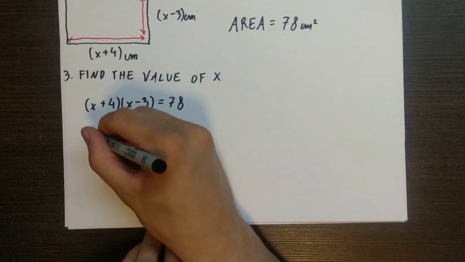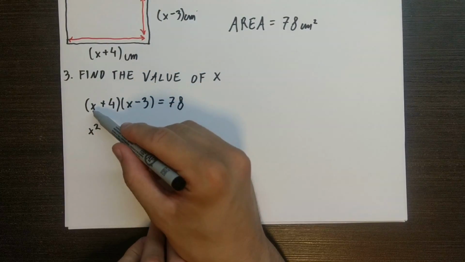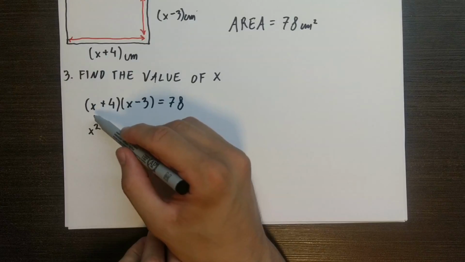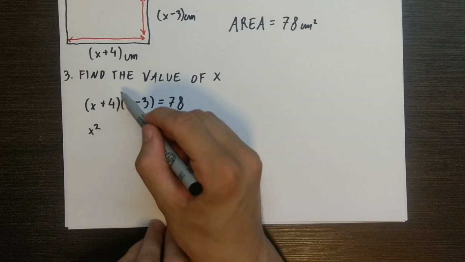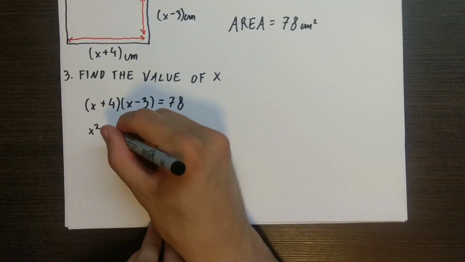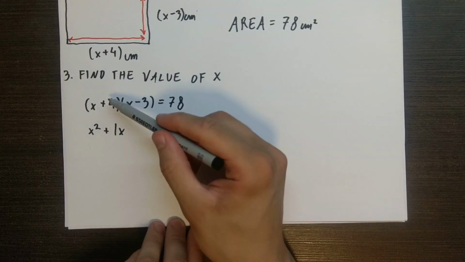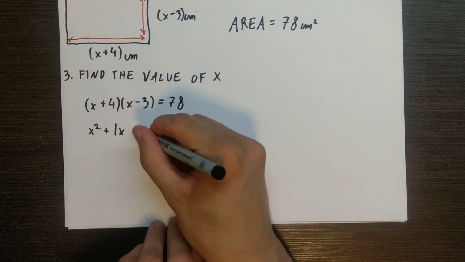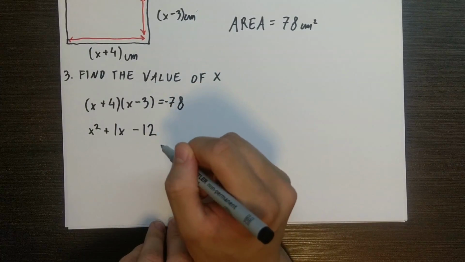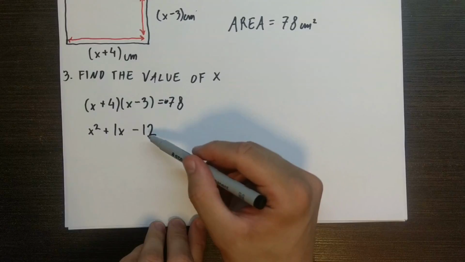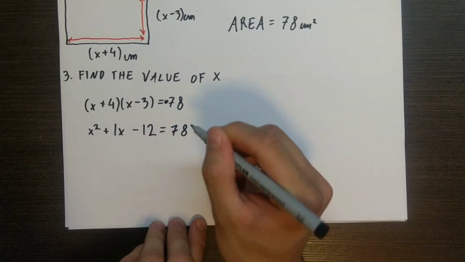So let's do that. So if we expand this part, we get x squared minus 3x plus 4x, therefore plus 1x here, considering the minus 3x, and minus 12. So this still gives us 78.